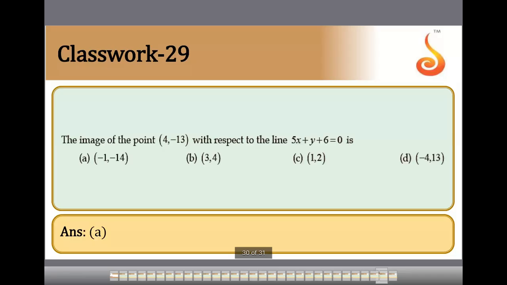Now, is my voice clear? Yes, it's all good. So what's the theorem then? You will write it here. So we got the answer as (minus 1, minus 14). Okay, option A is clear. Next question.